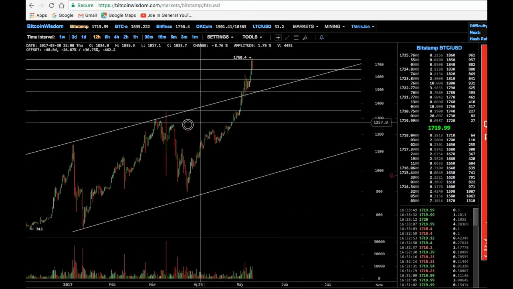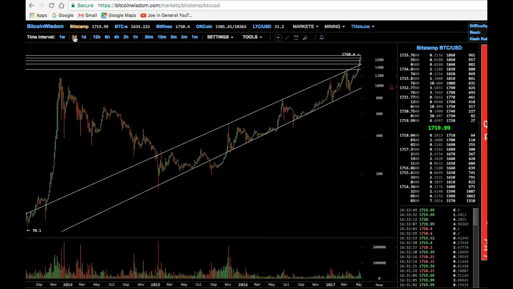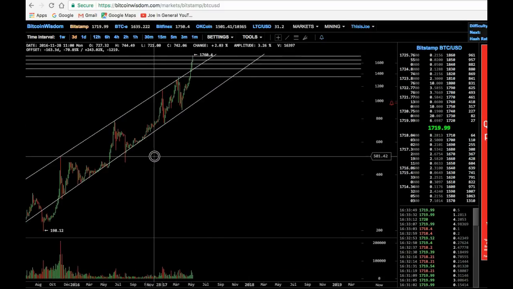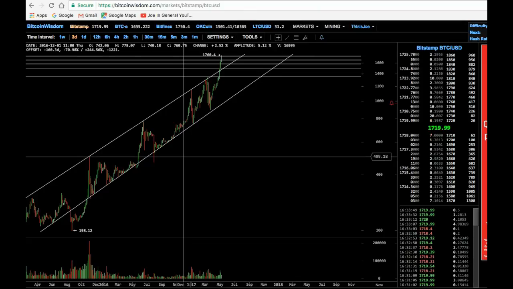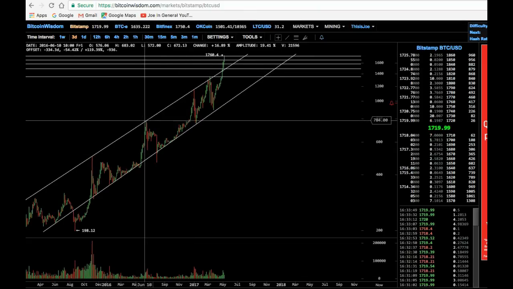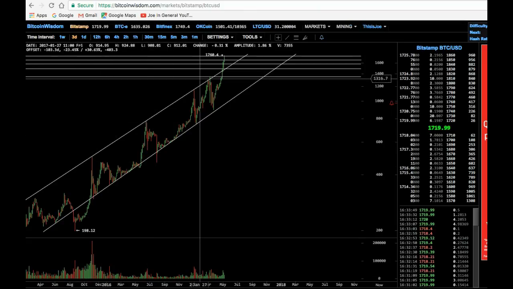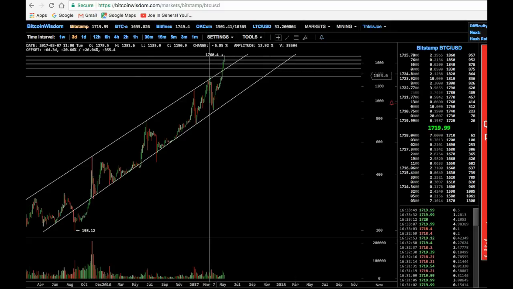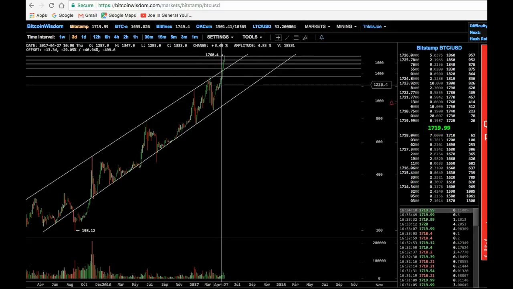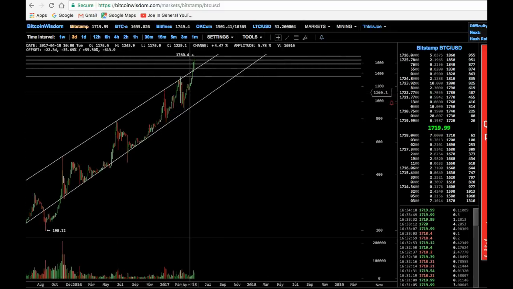Now, however, previous history would indicate that in the past you would likely see a test of this old high. We certainly did it here. We came up and then we tested this old high. We did it here and tested this old high. We went way below this old high, but we certainly have had retracements back to old highs.